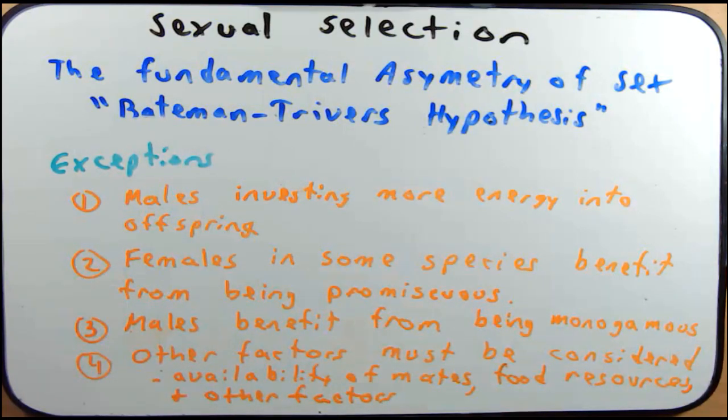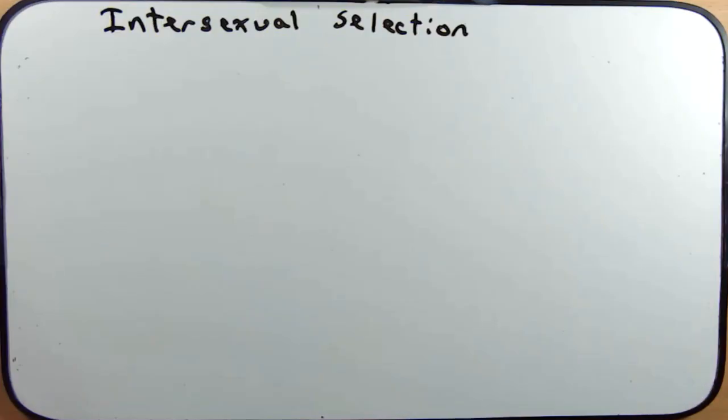Like most things, when we look at the final explanation, there are many factors that can influence what actually happens in a natural context. But the predictions of the Bateman-Trivers hypothesis do hold up, as I said, in many different kinds of species populations. So now let's continue this discussion and talk a little bit more about intersexual selection.